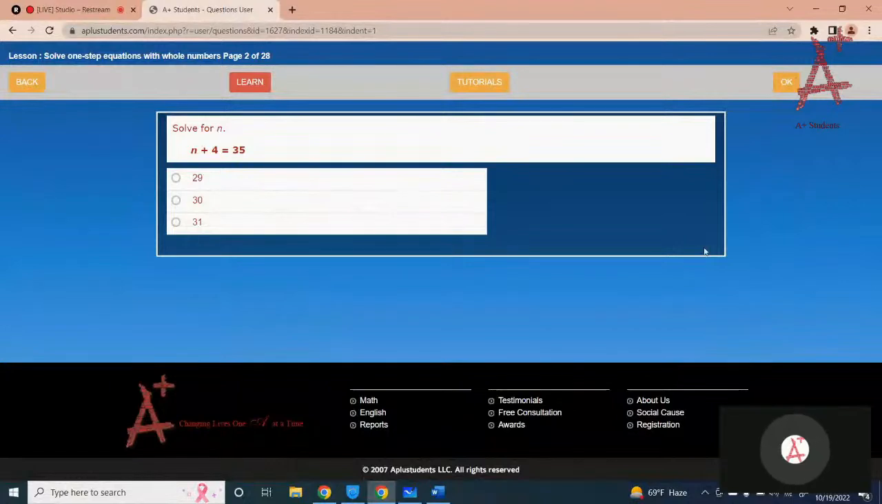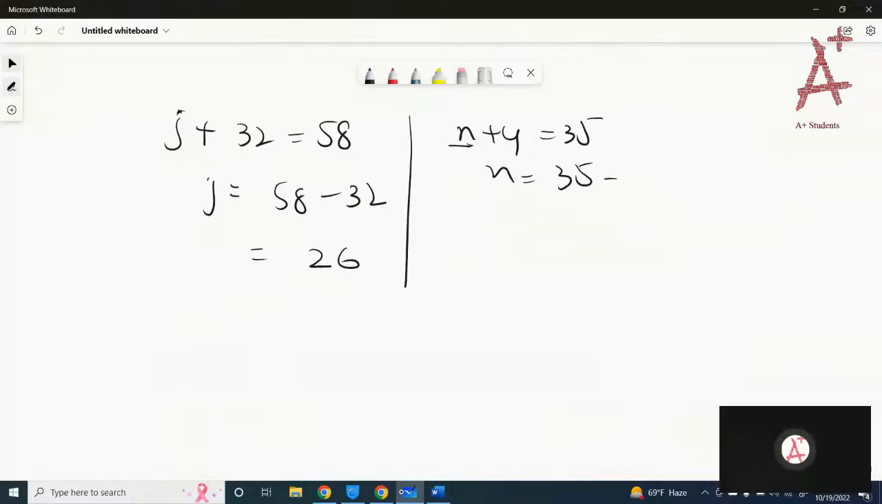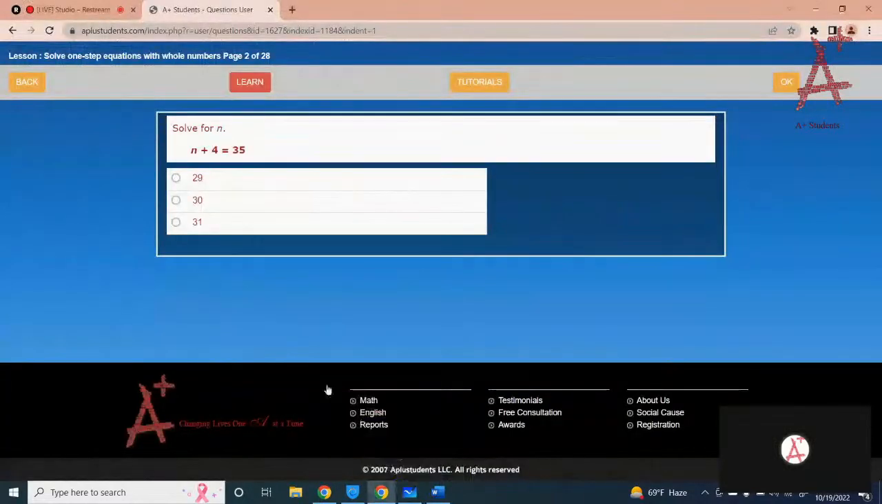Okay, n plus 4 equals 35. So you have to isolate the variable n. Got it? That means you need to shift that 4 to the other side. So it is added on the left hand side. When you shift to the other side, it would be subtracted. Got it? So 35 subtract 4 equals 31. Got it? So select the correct option and click on the OK button. 31 is the correct option.